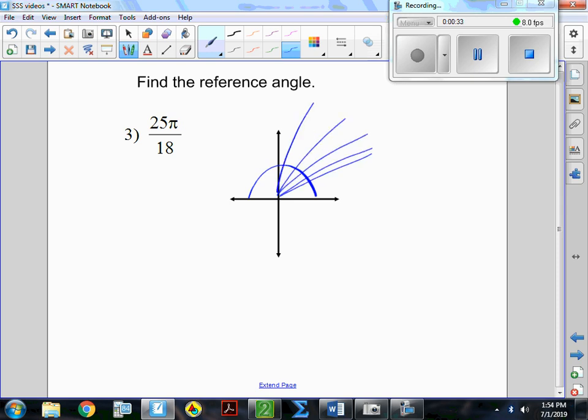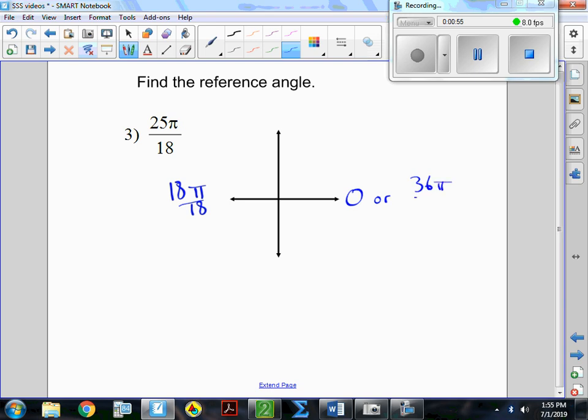And I don't want to draw all those. Also means I have 18 segments or 18 sectors on the bottom as well. So 25 pi over 18. What I know is that this is 18 pi over 18. And this is 0 or 36 pi over 18, 0 or 2 pi.